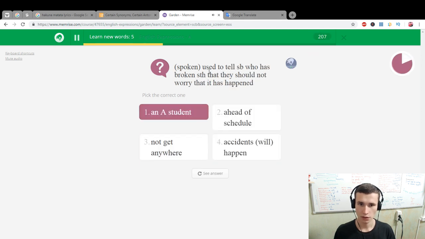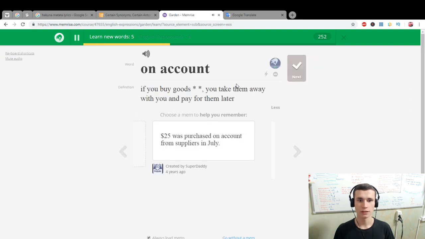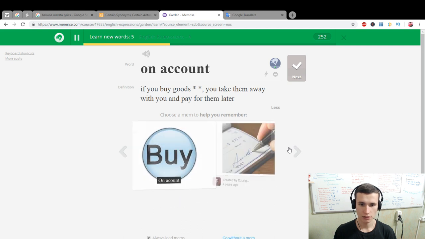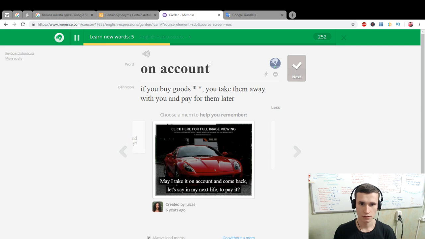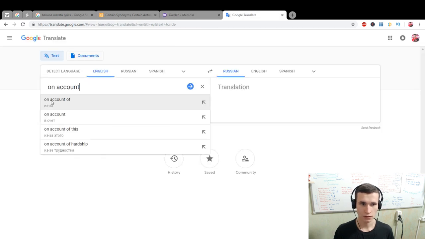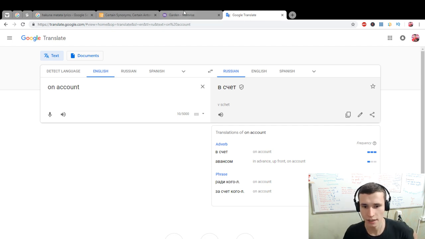Accidents happen, said to somebody who has broken something so they should not worry. On account. If you buy goods on account, you take them away with you and pay for them later. On account from suppliers in July. I may buy it on account and go back tomorrow with the money. On account, okay? В залог. В счет. Аванс. On account. Okay.